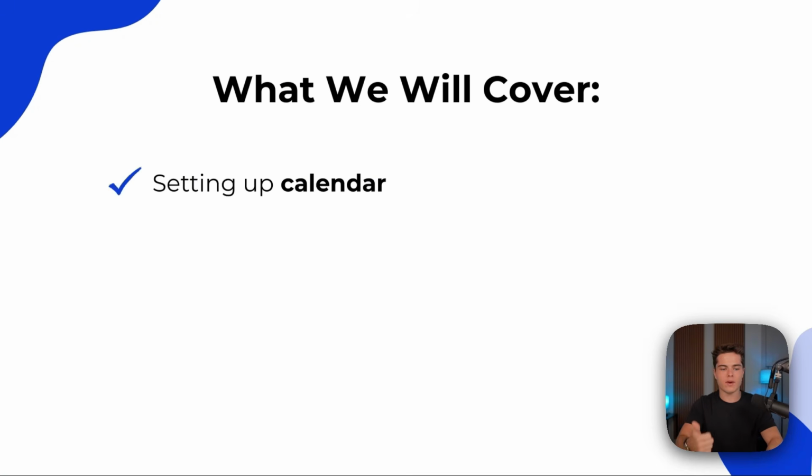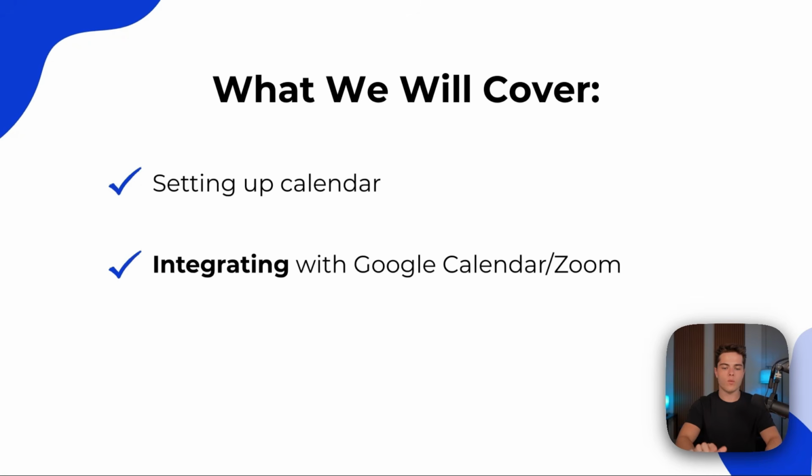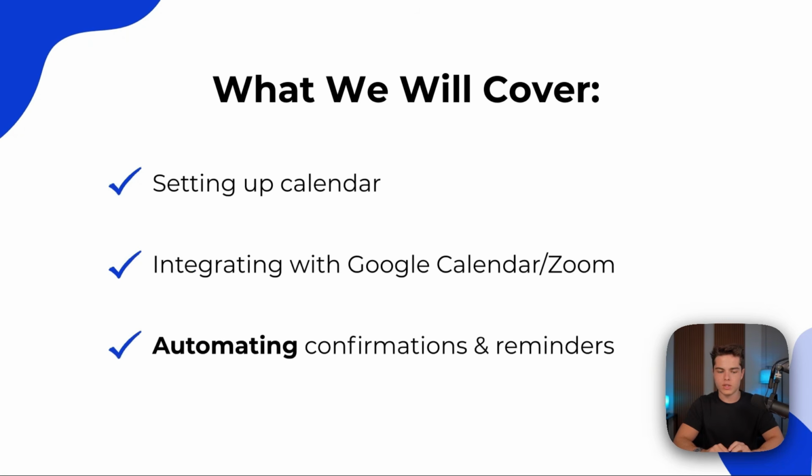Okay, so what we're going to be covering: setting up the calendar, integrating with Zoom and just your Google Calendar so it's all good, and then automating confirmations and reminders, okay? That kind of ties into the automations and workflows section, but you guys will understand what I mean in just a moment. So let's jump into HighLevel and we'll get it done.